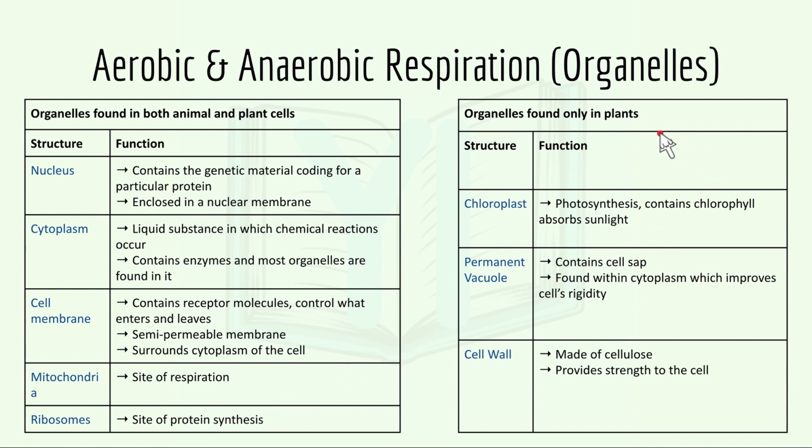For organelles only found in plants, we have the chloroplast, which is used in photosynthesis and contains chlorophyll. A permanent vacuole, which contains cell sap and is found within the cytoplasm, improves the cell's rigidity. And the cell wall is made out of cellulose to provide strength to the cell.